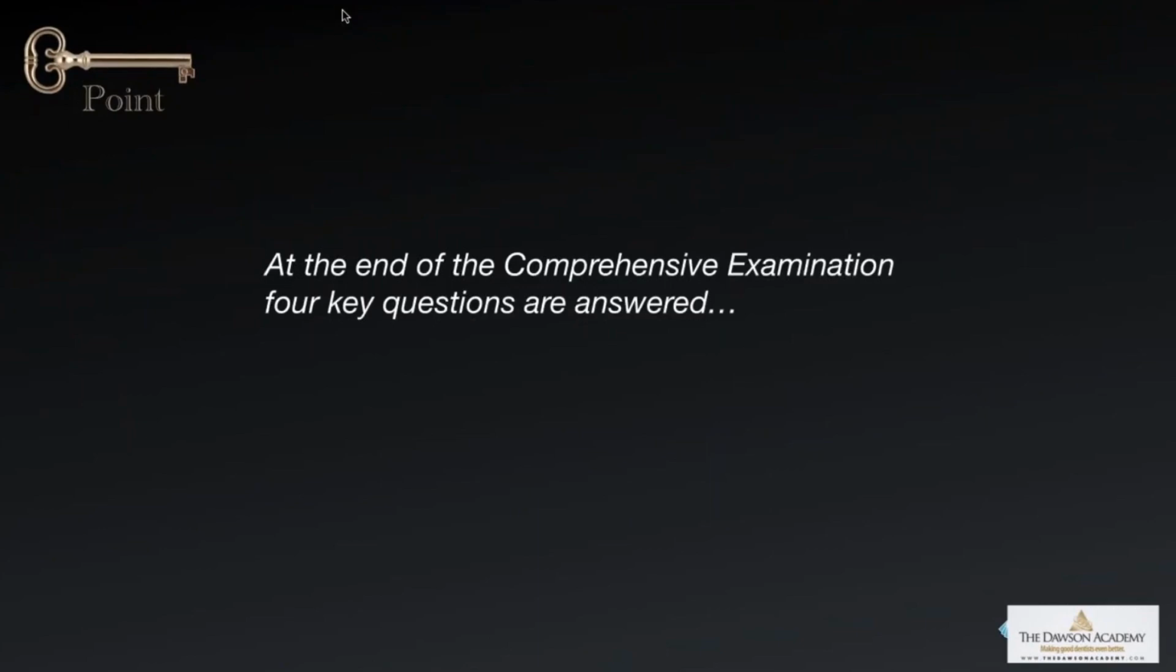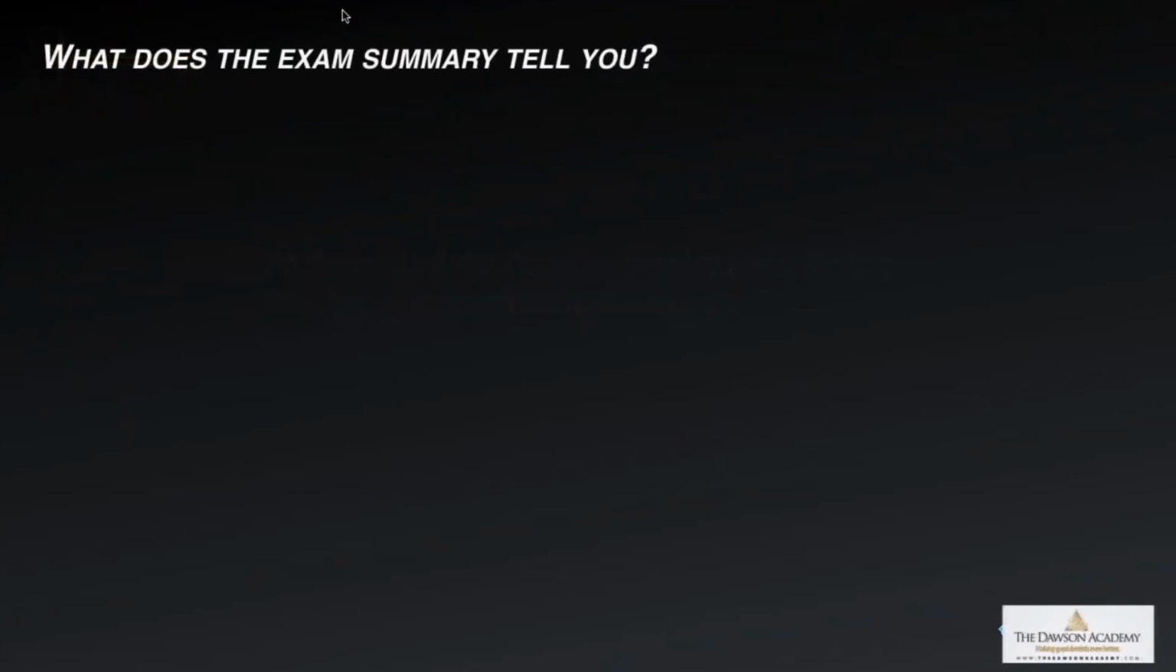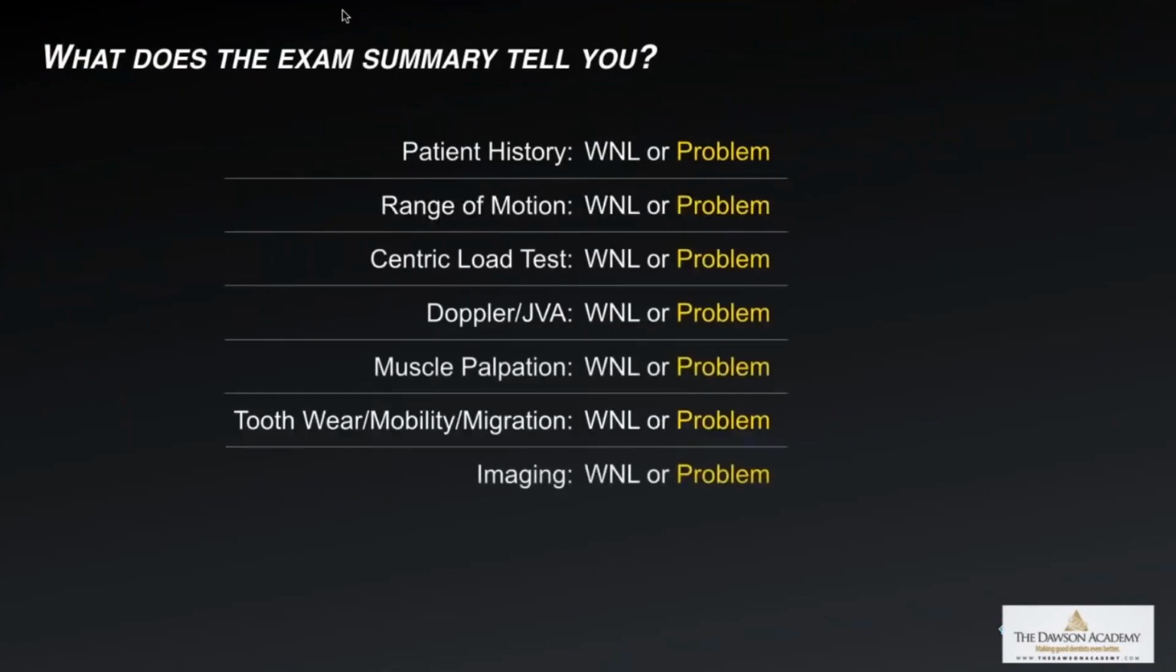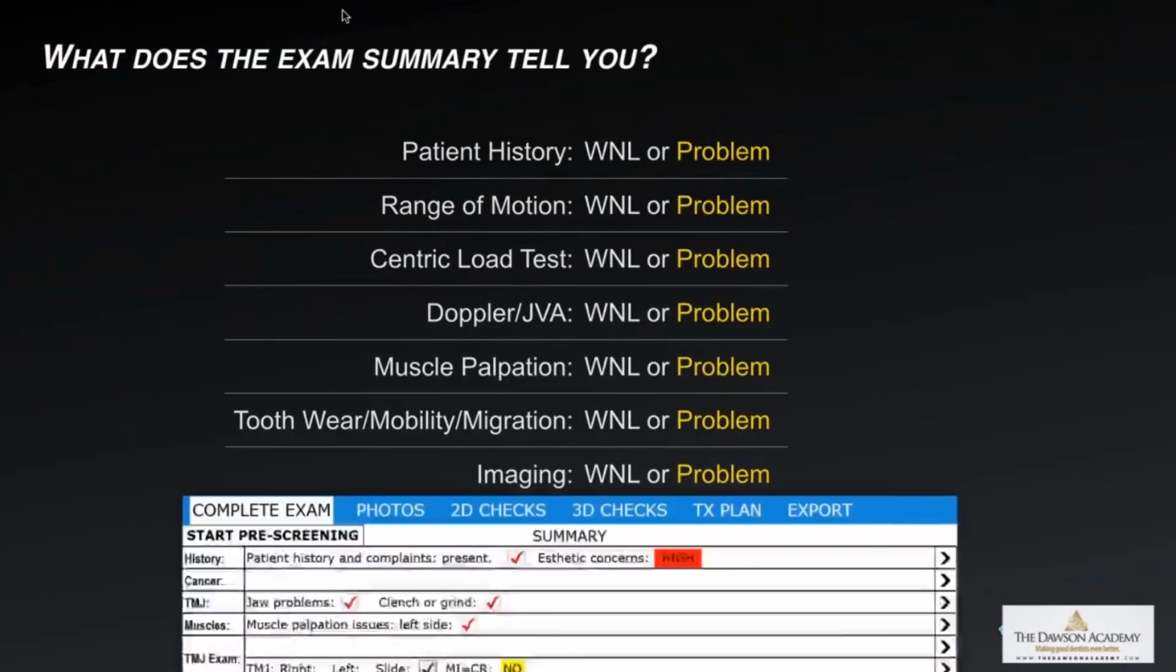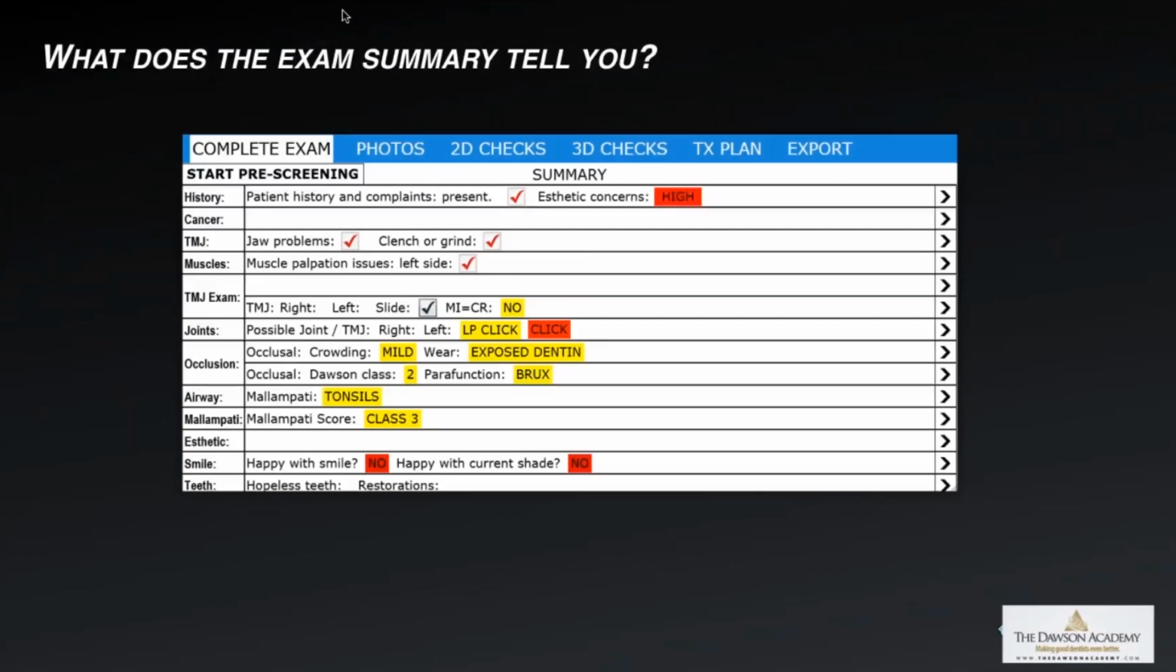At the end of an examination, there are really four things you have to answer, and this is for every patient. Number one, what does it tell you? You're the physician of the masticatory system, so what does it tell you? The wizards summarize everything to this summary page, so it makes it a lot easier. We have aesthetic issues, functional issues, airway issues. What is it? What are our problems?